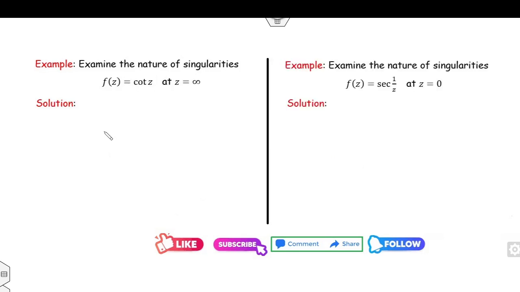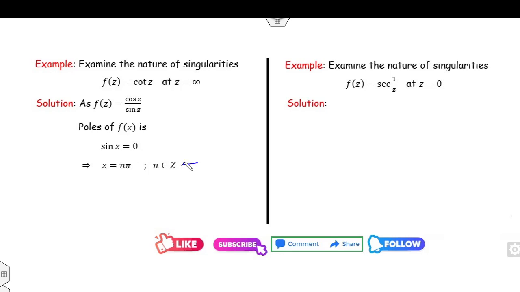Look at this next one. Examine the nature of the singularities of cot z. I can write this as cos over sine z. Now, because the numerator is non-zero, you can find the poles of the given function where sin z is 0, that is, z is nπ.